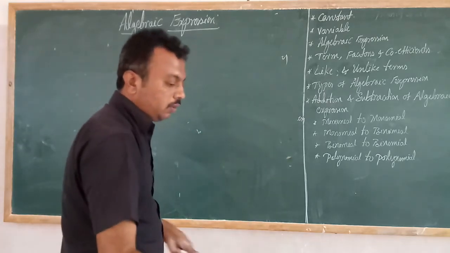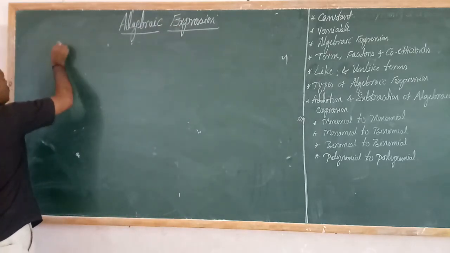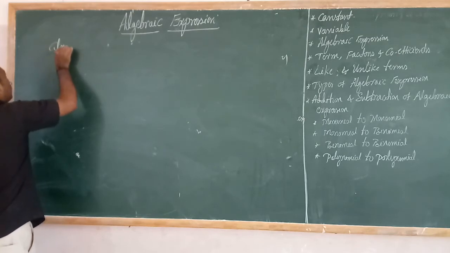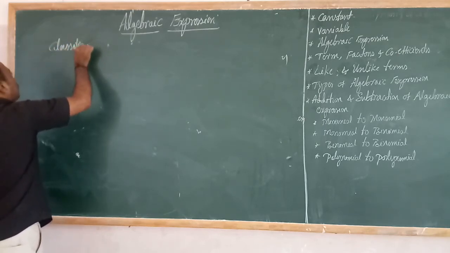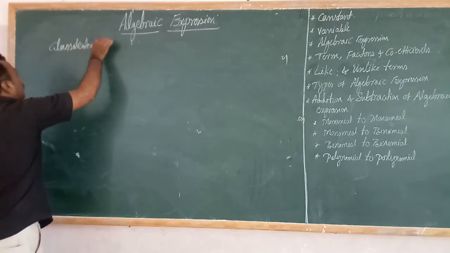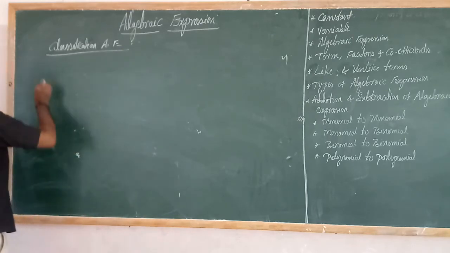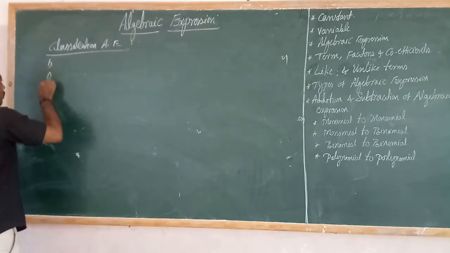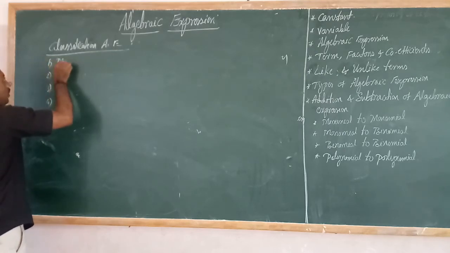Types of algebraic expression. See, classification or types or kinds. Classification of algebraic expressions, or types of algebraic expressions. Very simple, students. Basically there are 3 or 4 types.